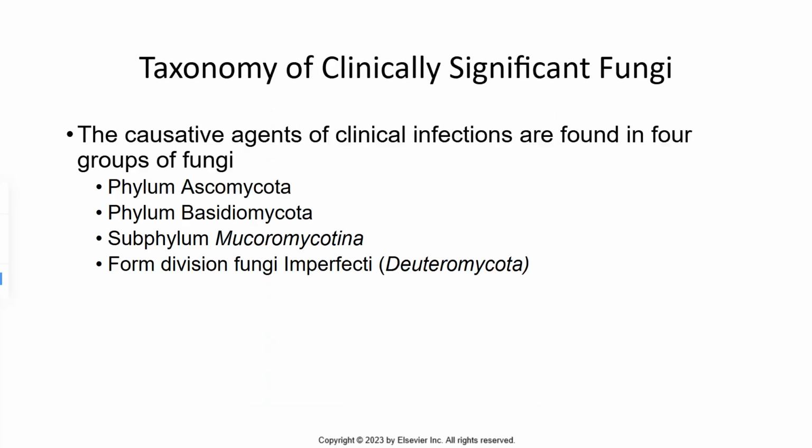Taxonomy. The causative agents of clinical infections are found in four groups of fungi: the phylum Ascomycota, the phylum Basidiomycota, the subphylum Mucoromycotina, and the former division fungi imperfecti, which is Deuteromycota.